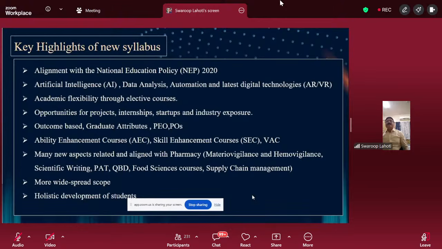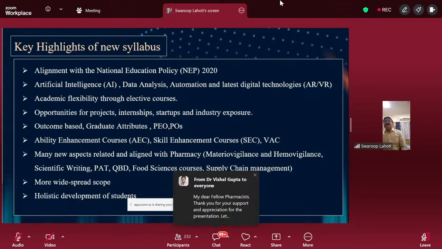So there is a need of the time that this particular syllabus should be integrated with all these digital technologies, even these AR and VR, that is also included as a part of the syllabus. And then there is academic flexibility in the elective courses. There was academic flexibility in the previous course also, but in this syllabus the academic flexibility is much more.